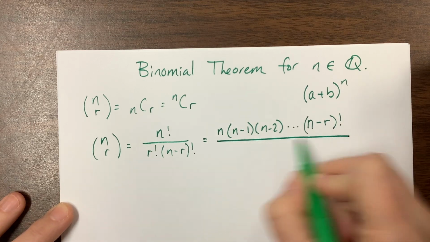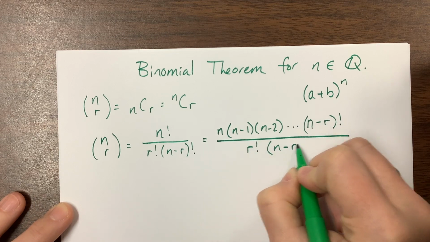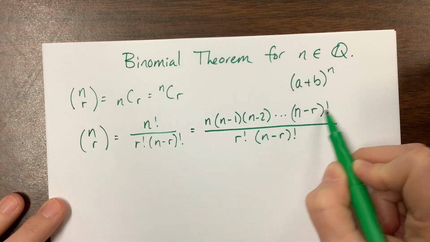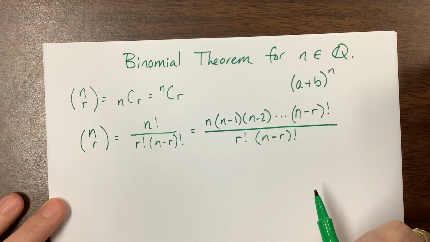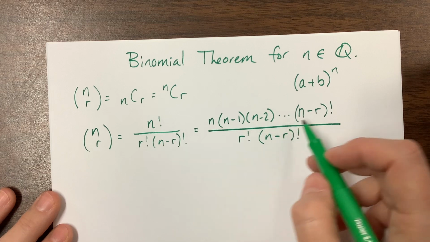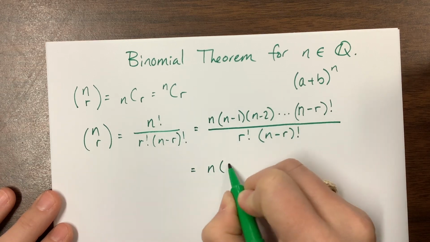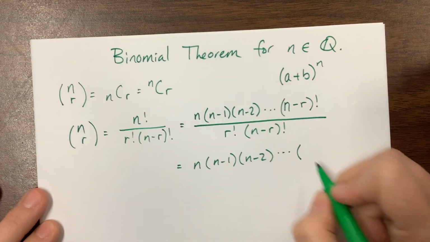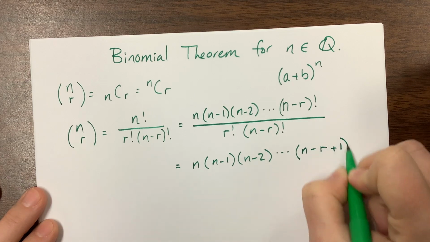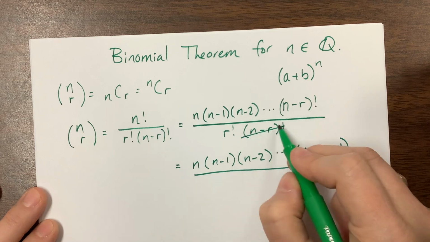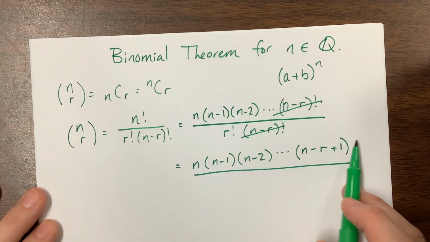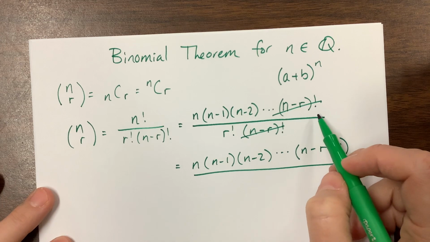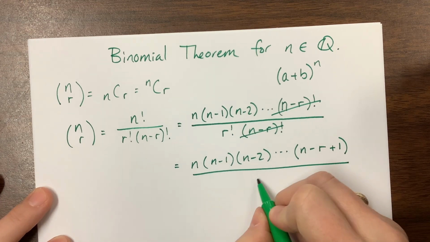Okay, and then here's r factorial, and then we still had this (n minus r) factorial. When we write it out this way, we can see that the (n minus r) factorial would cancel with the (n minus r) factorial. So what we end up getting is that this is equal to n times (n minus 1) times (n minus 2), and we keep going until we get one bigger than that. One bigger than that is n minus r plus 1. The term that came right before the (n minus r) term is n minus r plus 1, and so now we're left with this.